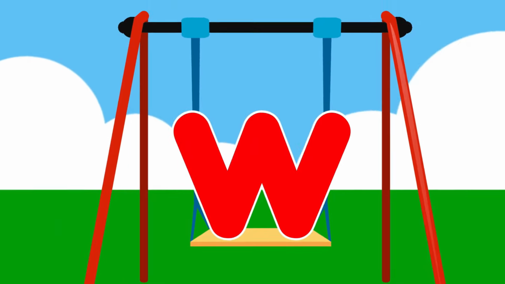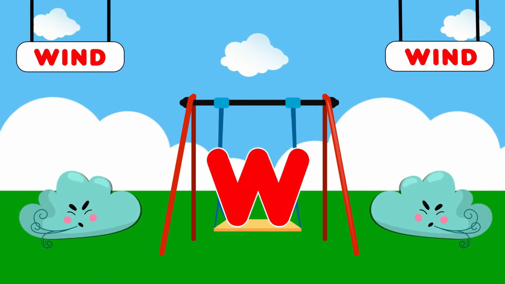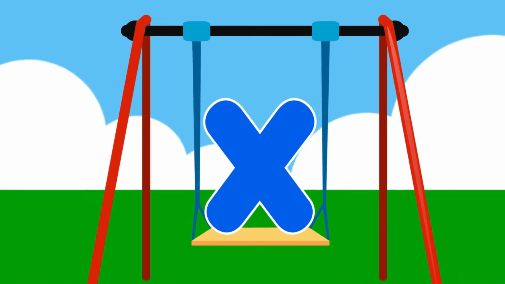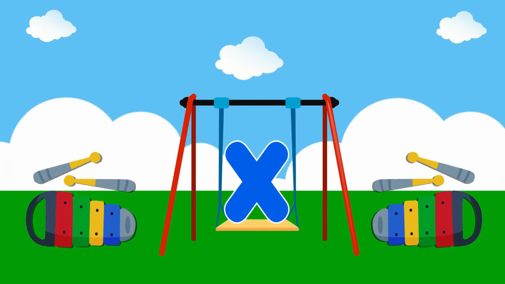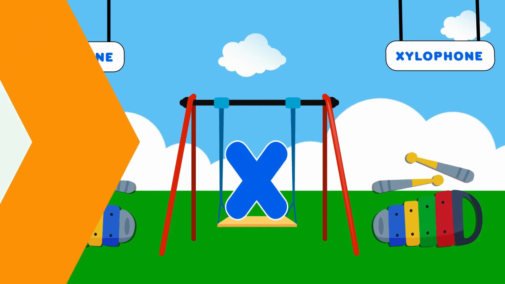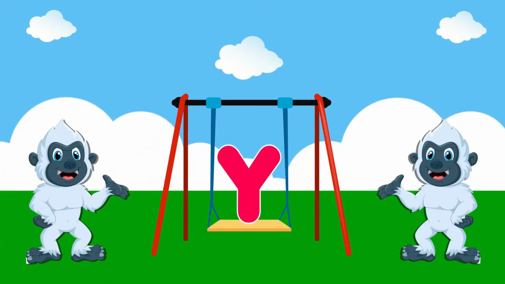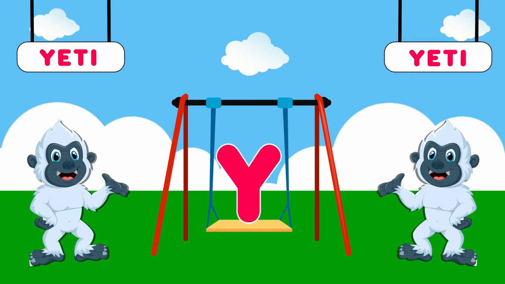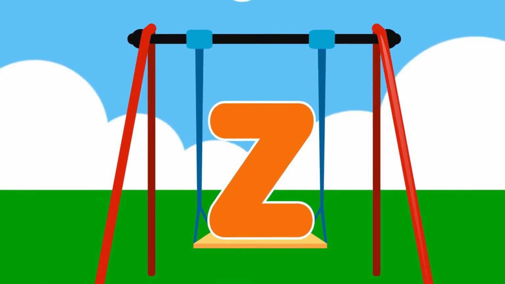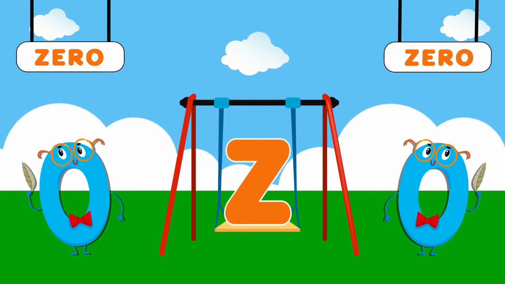Alphabet W. W for wind. Alphabet X. X for xylophone. Alphabet Y. Y for Yeti. Alphabet Z. Z for zero.